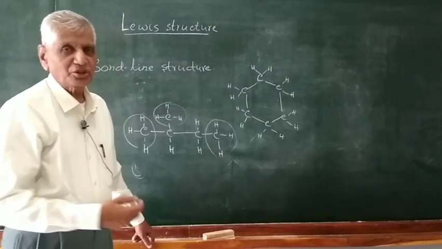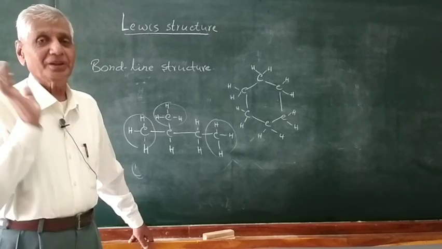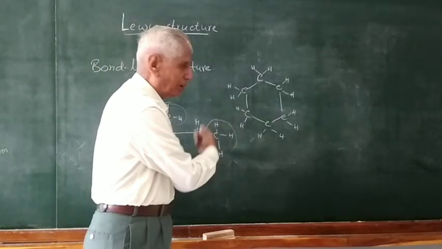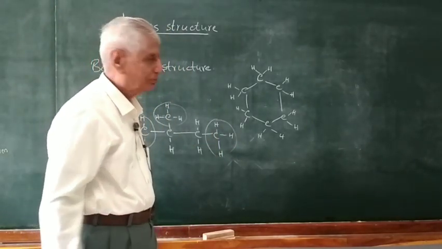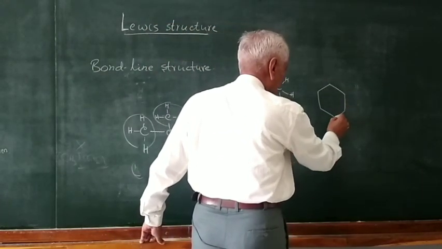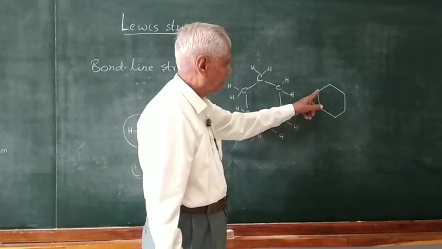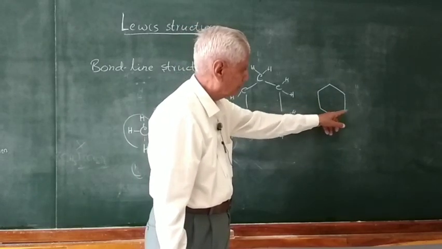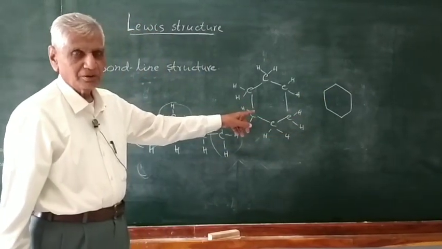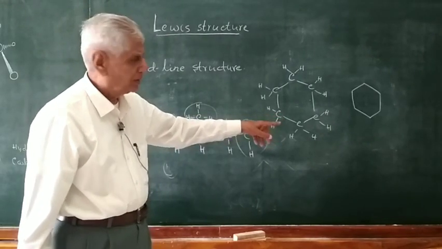How to write this in a condensed way? What I told you, not to write the atoms. Any atoms, no hydrogen, no carbon. So how to write this one? Can you tell? Carbon is there. This carbon contains two hydrogens, this carbon contains two hydrogens, and so on. So this is the bond line structure for this structure. Clear? Not clear? Okay?